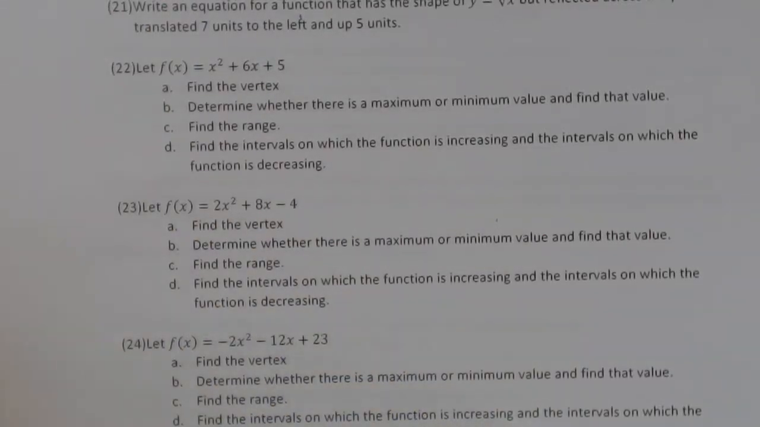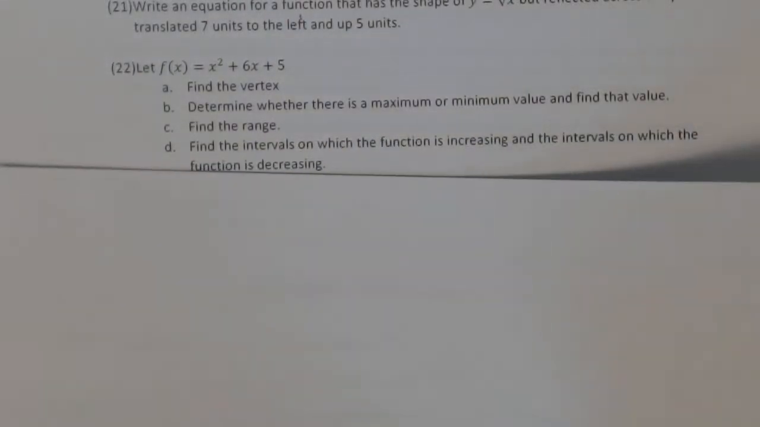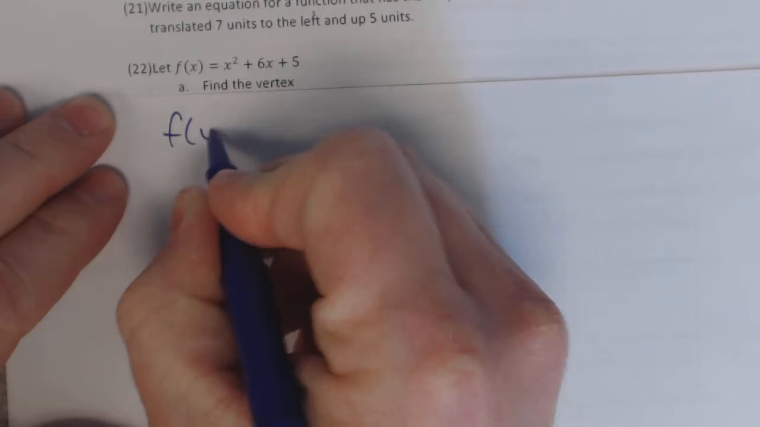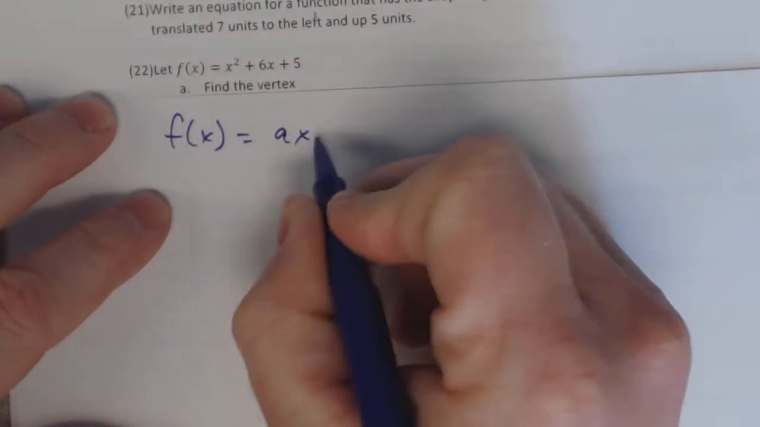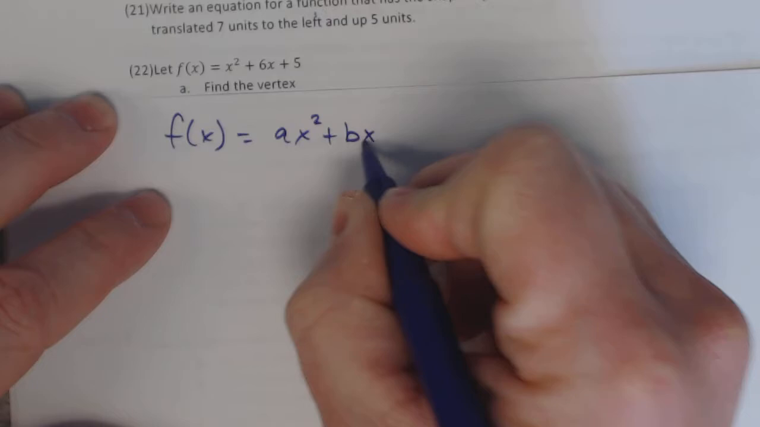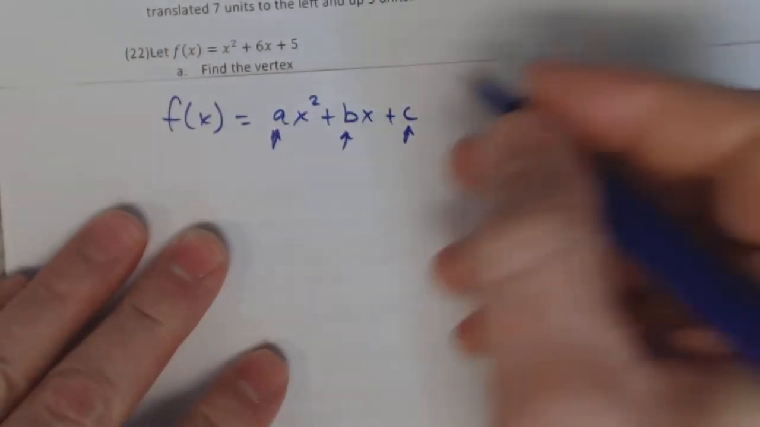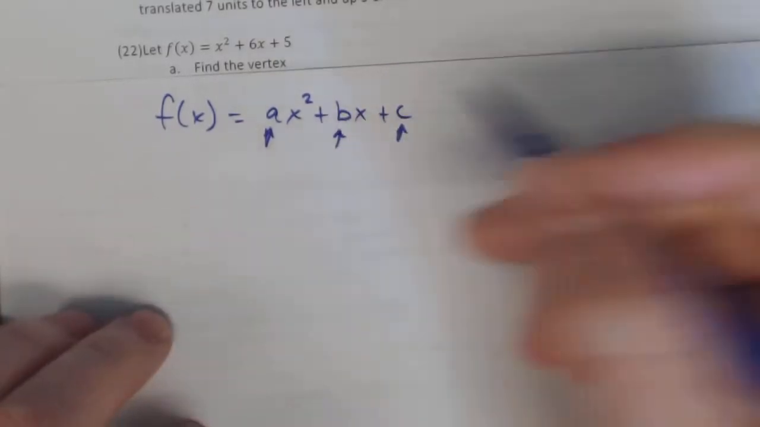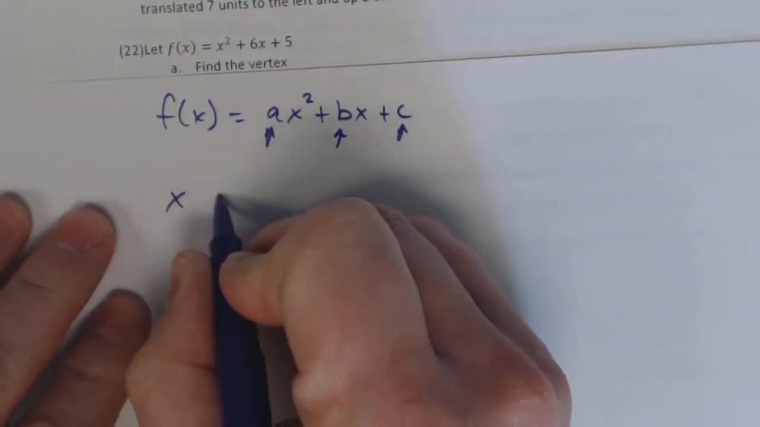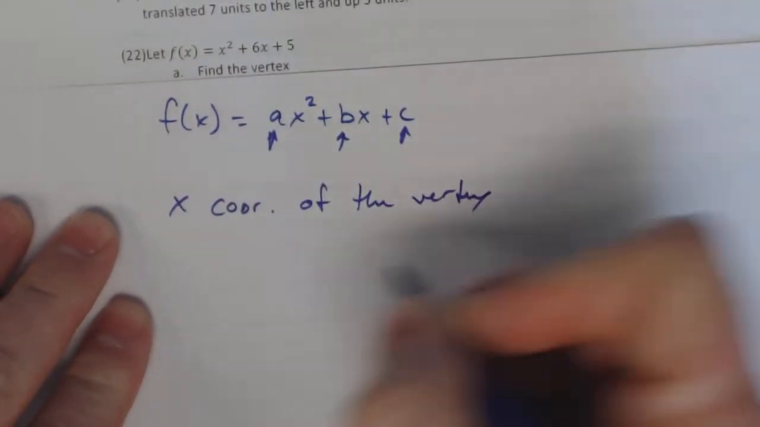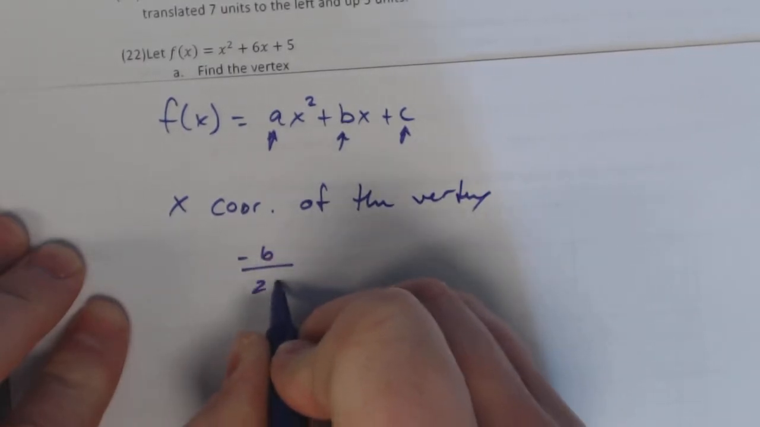Let's find the vertex for this guy. There are a few different ways of doing this. If your quadratic is in the form ax squared plus bx plus c, where a, b, and c are just numbers (it doesn't have to be pluses, they can be minuses), then the x-coordinate of the vertex is negative b over 2a.